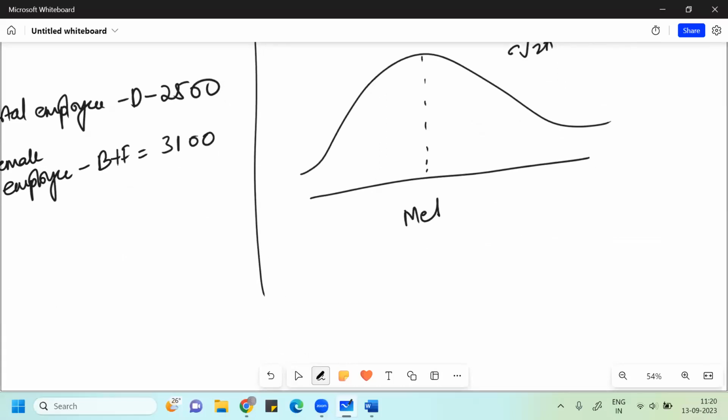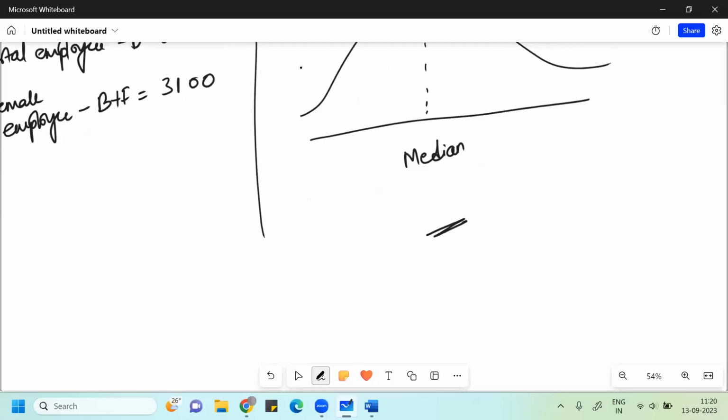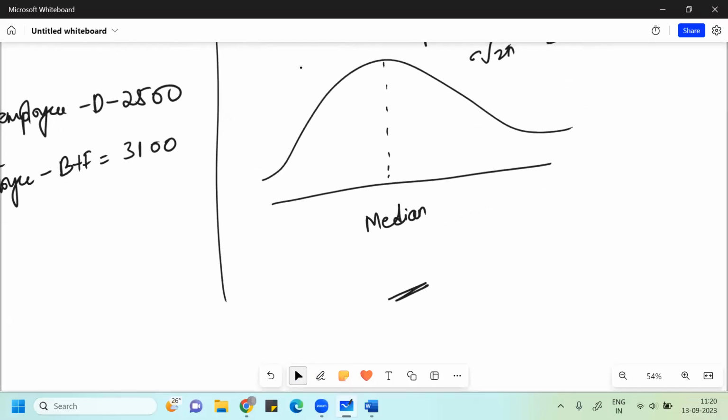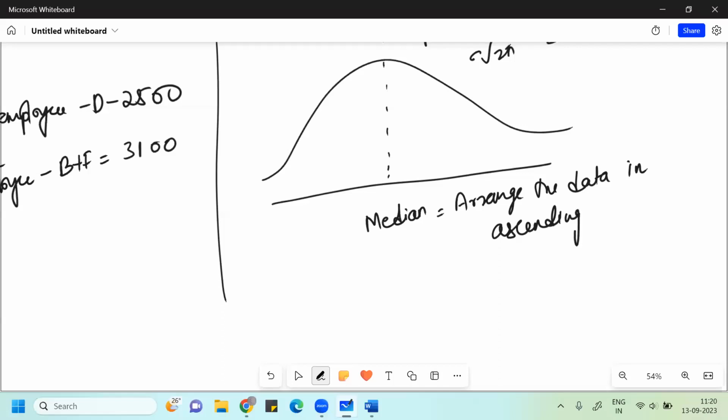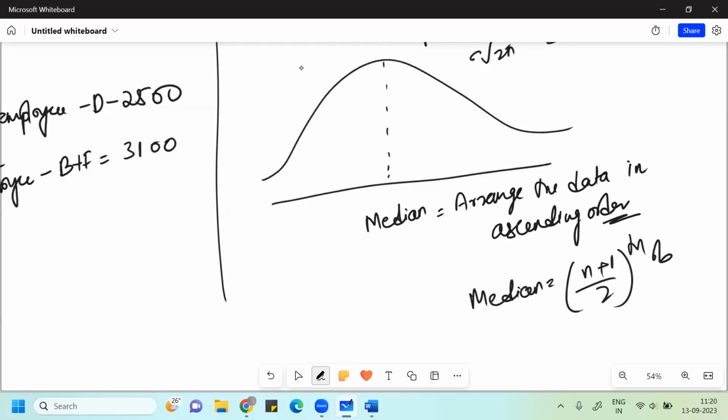When we say median, median is finding the central part of the data. What do we do in median? We arrange the data in ascending order, and then we find the middlemost value. The formula of median is (n plus 1) by 2 observation. This is the formula of median.